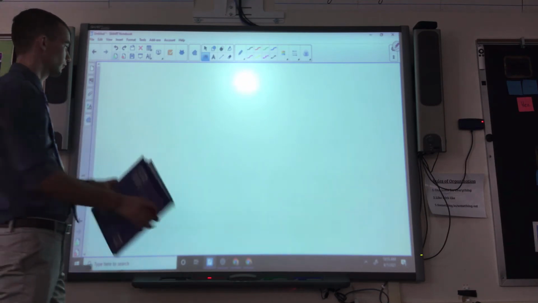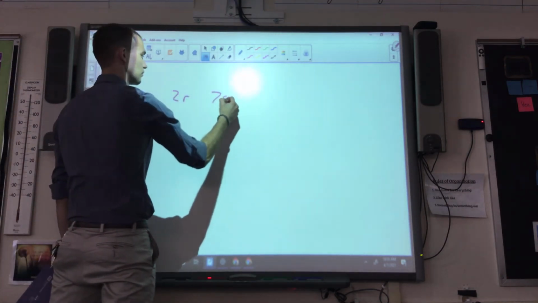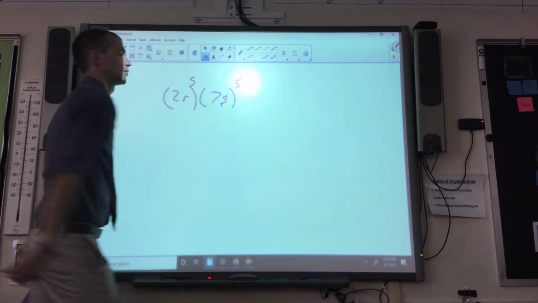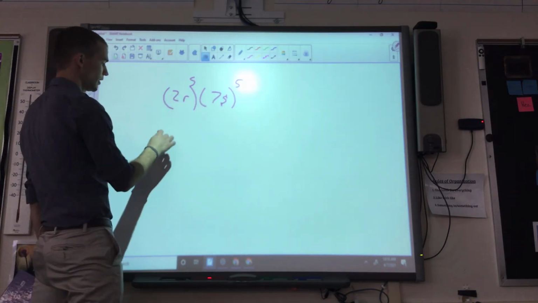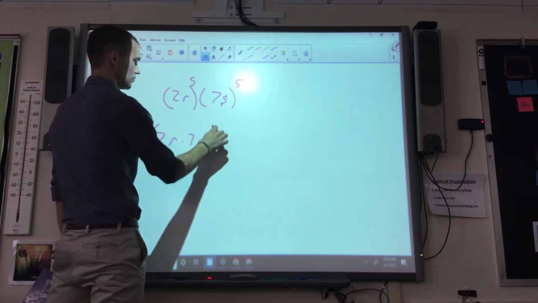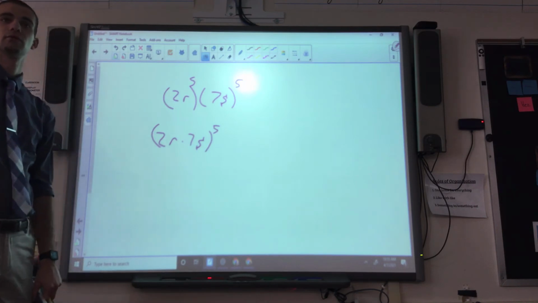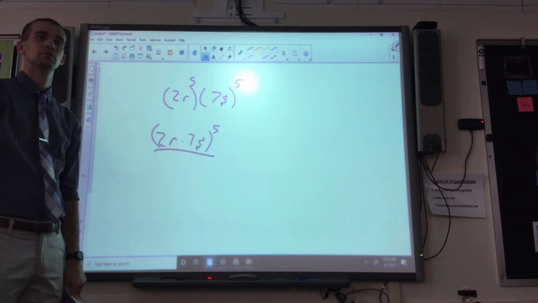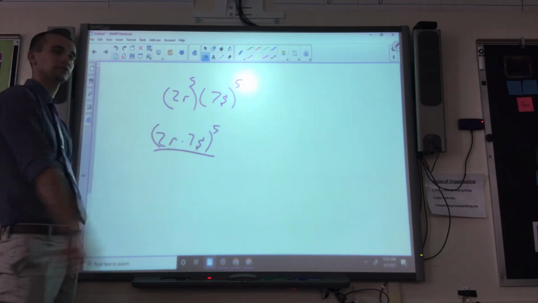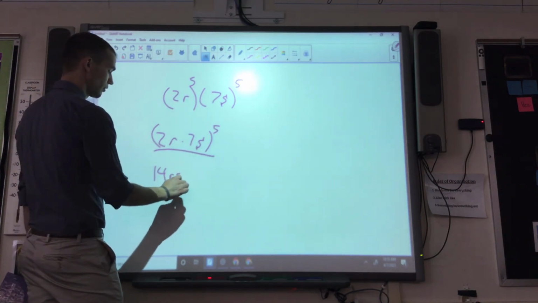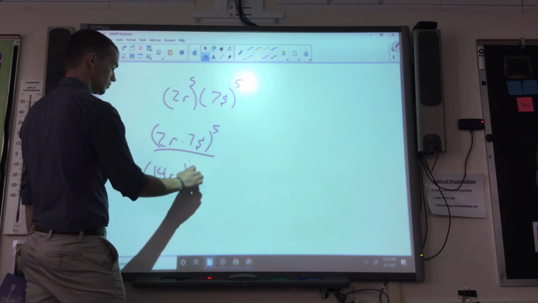2r to the fifth, 7s to the fifth. Similar. I keep the base. 2 times r times 7 times s. I just leave it like this, yes? No. What can I do in here? Can I combine the r's and s's? No, because there's only one r, one s. Can I combine the 2 and the 7? Yes, they become 14. 14rs to the 5th power.